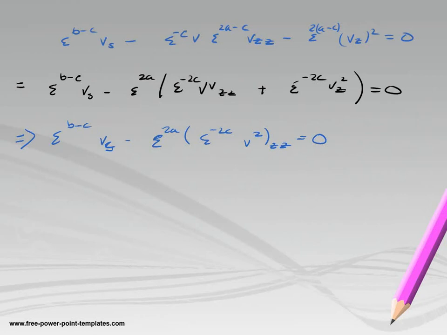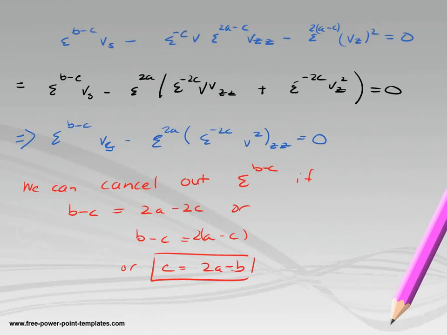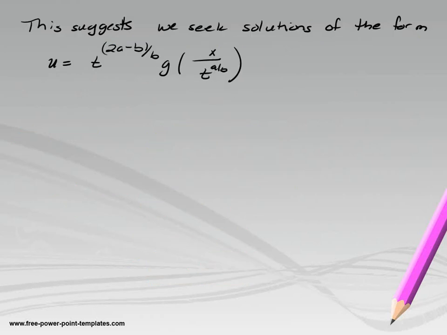Okay, so all I've done is I've substituted in this fact right over here. Now I'm looking for invariance, like I did with the heat equation. So I can cancel out that epsilon to the b minus c if b minus c is equal to 2a minus 2c, or I can break it down to a relationship more complicated than the one I got from the heat equation, that c is equal to 2a minus b. This kind of suggests that we're looking for solutions of this type.